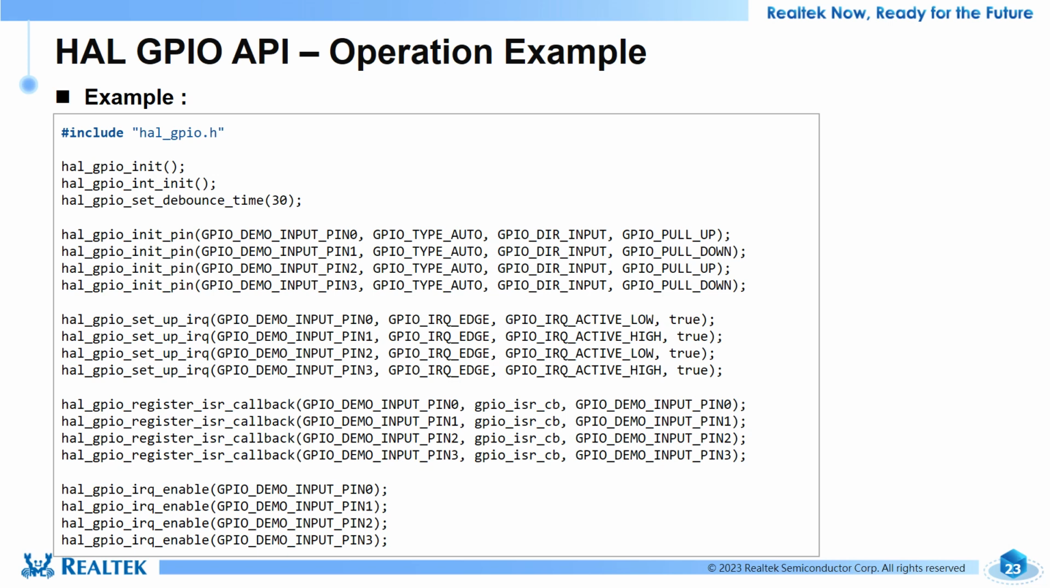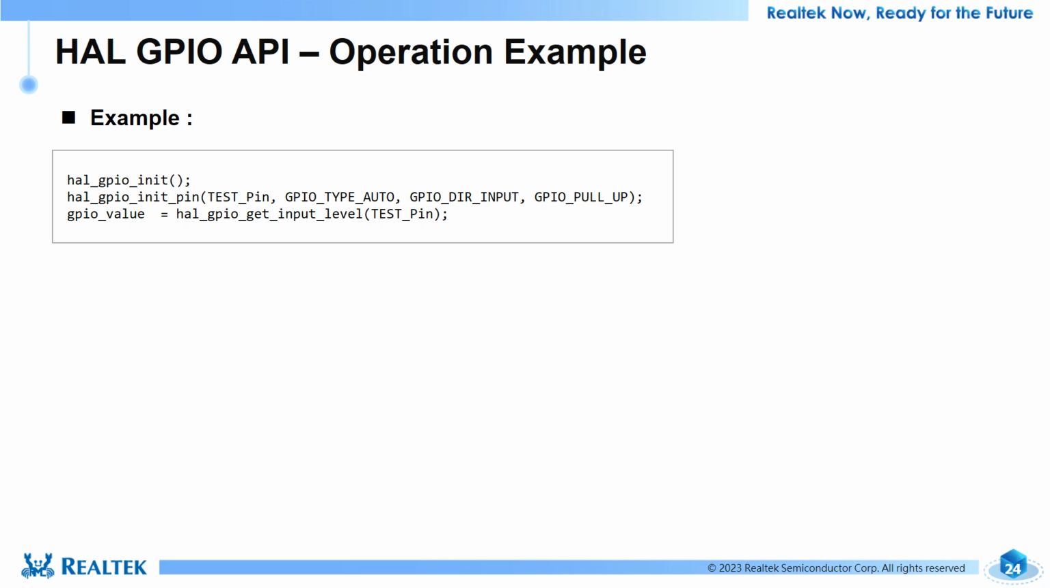Fifth, call HAL GPIO setup IRQ to set GPIO interrupt mode parameters. Sixth, call HAL GPIO register ISR callback to register callback function. Last, call HAL GPIO IRQ enable to enable the interrupt of the pin.